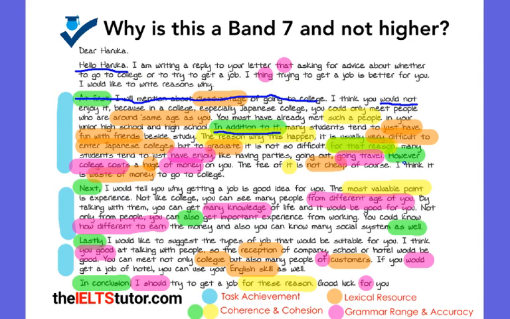Okay, let's talk about the criteria here. Obviously, the writer has met the criterion of achieving the task. The first bullet point, as you can see in the blue highlight here, is being addressed about why the reader would not enjoy going to college, and then he or she has stated a few reasons why not. So in terms of task achievement, I think they've done quite well.